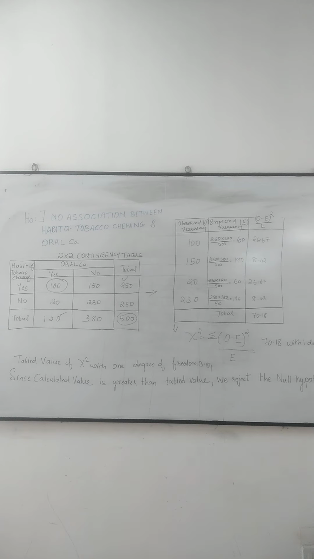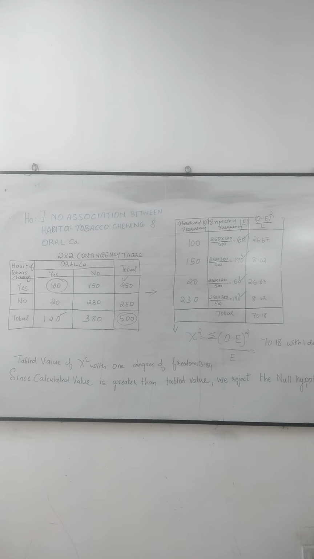have mentioned here. That means the next table we will mention like this: for the 100 observed frequency, we will calculate the expected frequency. That means 250 multiplied by 120 divided by 500. So this is the expected frequency of 100. The expected frequency for 150 is 190. The expected frequency for 20 is 60. For 230 it is 190.